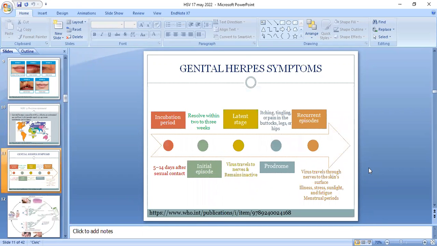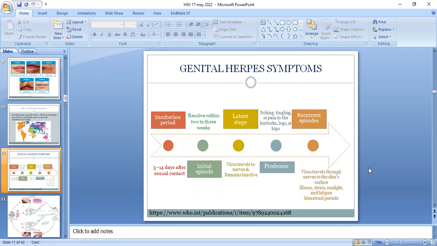Genital herpes symptoms. The incubation period of genital herpes is 5 to 14 days after the sexual contact, and then there is the initial episode that resolves within 2 to 3 weeks, and then there is a latent state in which the virus travels to the nerves and remains inactive and does not cause any symptoms. Then there are the recurrent episodes. Before the recurrent episode, 50% of the patients experience prodrome symptoms. The prodrome symptoms are that the patient experiences itching, tingling, or pain in the buttocks, legs, or hips before the appearance of the rash.